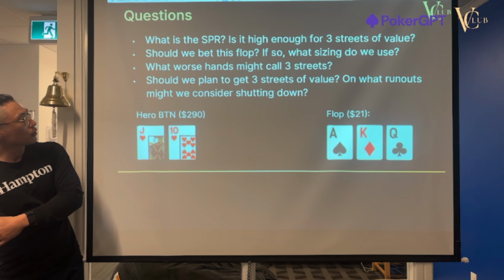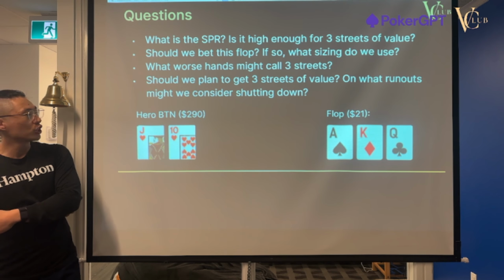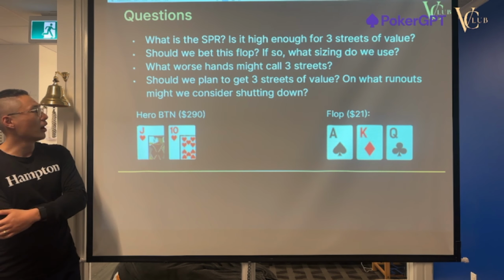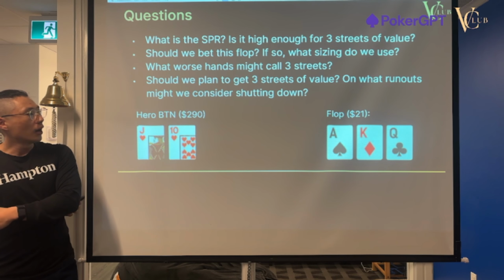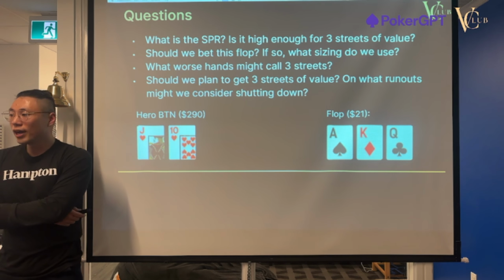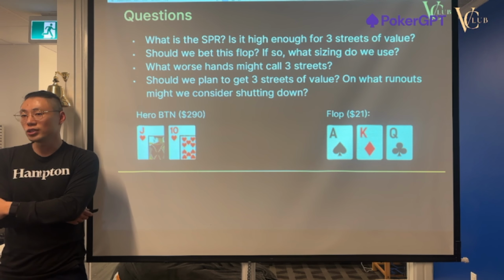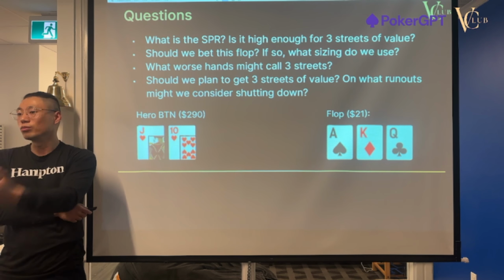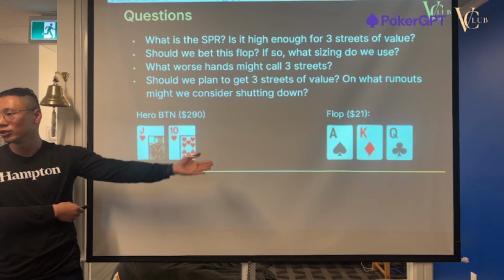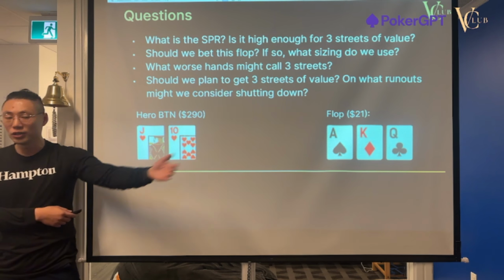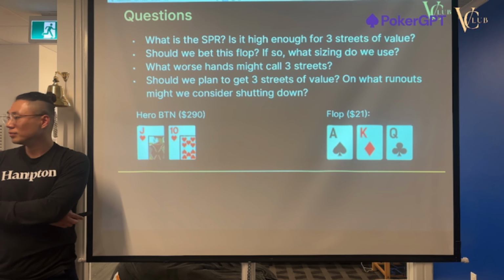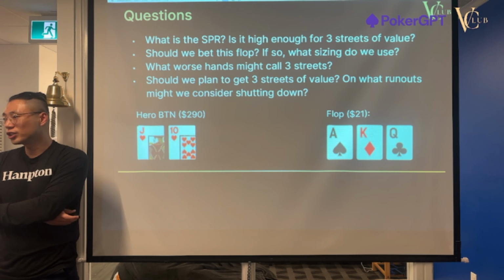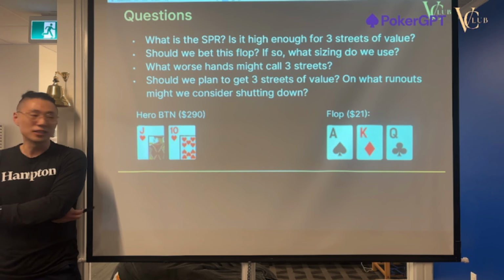Going back to somebody's earlier question, should we ever check on this flop? No. That answers the question of whether we should plan to get 3 streets of value. I talked about the scenario where we want to continue betting and go for 3 streets of value if it's a deuce or a 5 on the turn or the river. On what cards or runouts do you think we should consider slowing down? Double pair board. Yep, double pair board. Runner flush. Yeah, exactly.